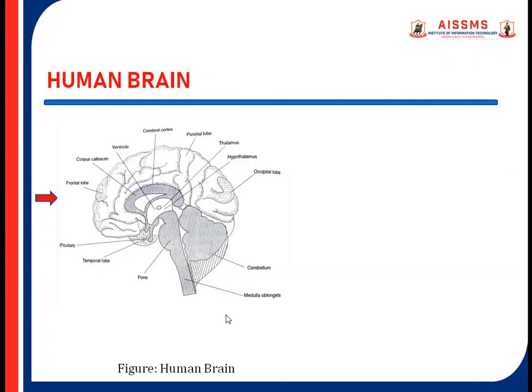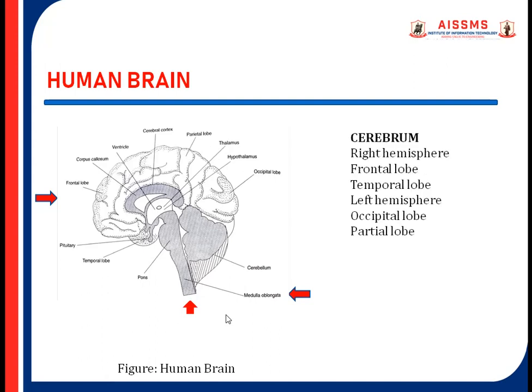The human brain consists of three parts: cerebrum, cerebellum, and brain stem. The cerebrum consists of two parts, the right hemisphere and the left hemisphere, which contain the frontal lobe, temporal lobe, occipital lobe, and parietal lobe. The outer layer of the brain is called the cerebral cortex.